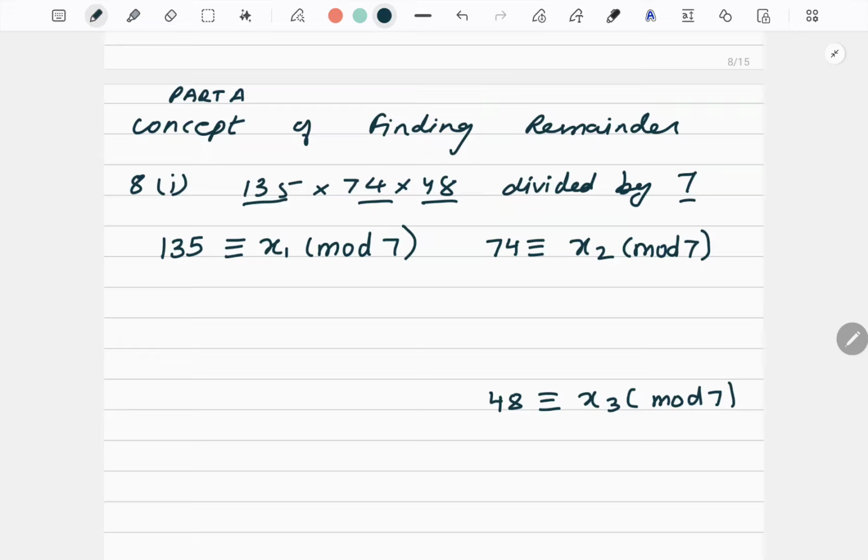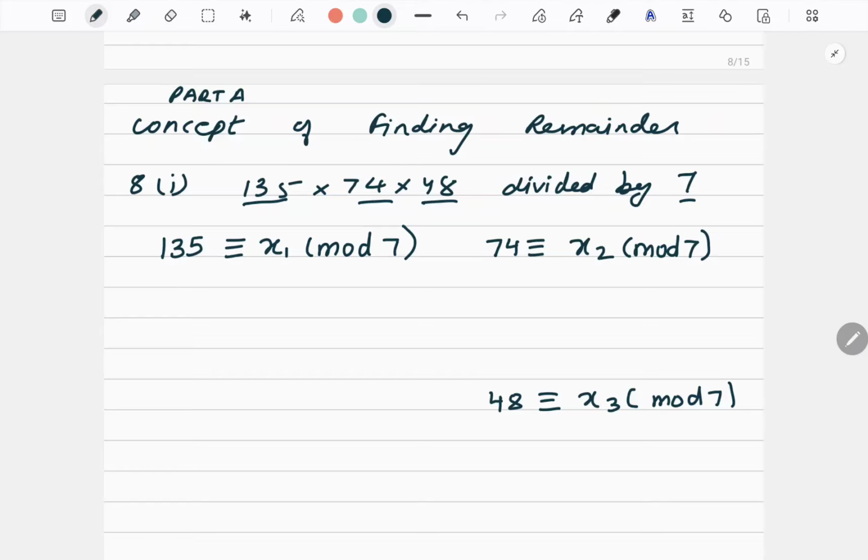135 when divided by 7, what is the remainder? X1. 74 when divided by 7, what is the remainder? X2. 48 when divided by 7, what is the remainder? X3. And I wrote it in the form of congruence. Now, I need to find out the value of X1. Correct? So now, how will I analyze this question? When I am solving this, I need to find out X1.